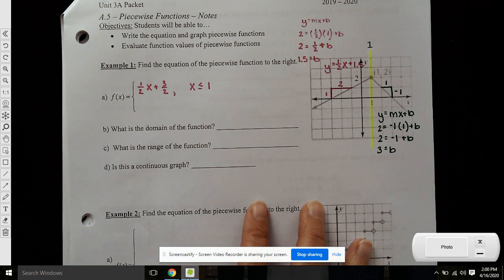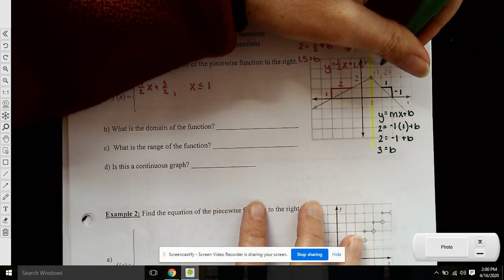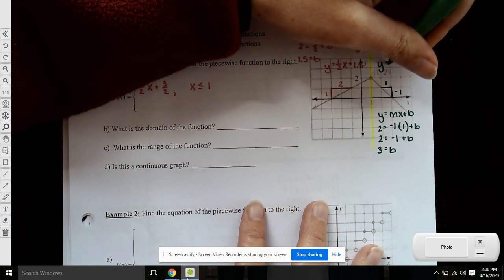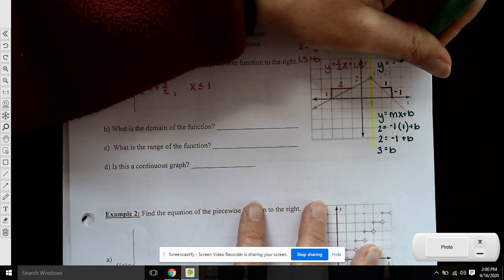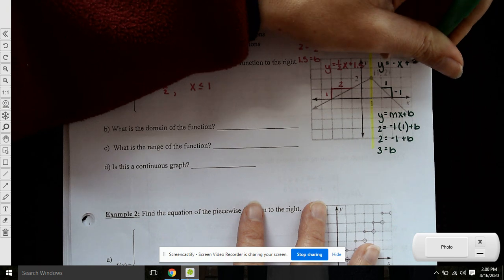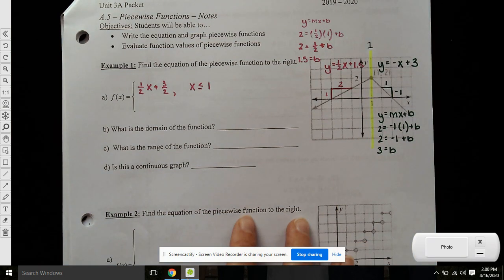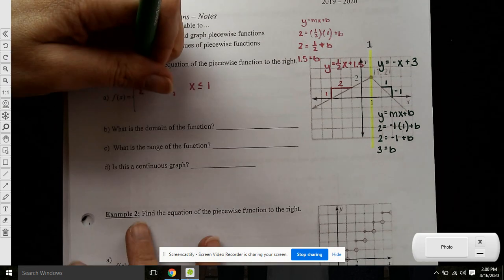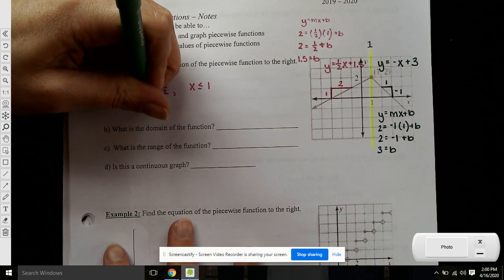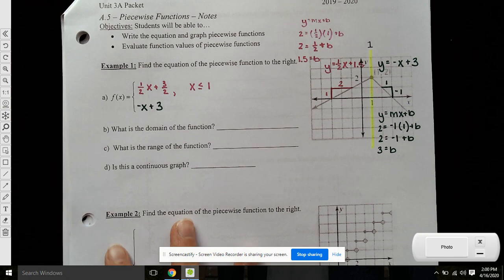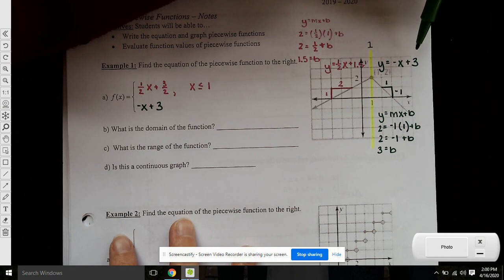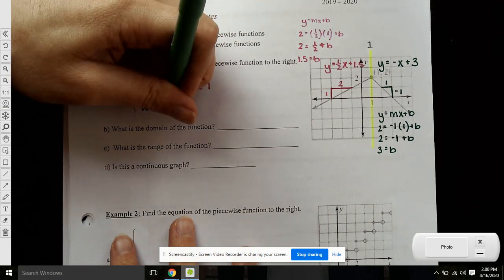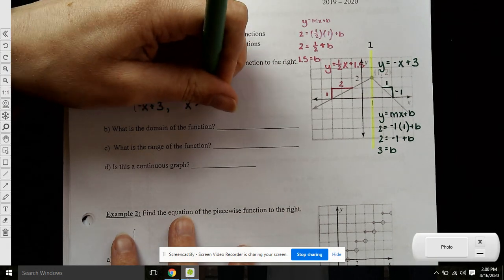So that tells me that this side of the graph has the equation y equals -x plus 3. I could also write -1x plus 3. Either way works. So now for this one, I'm going to write that as well. So negative x plus 3, that's my second equation. And now this one goes on this side. So that's x is greater than 1.